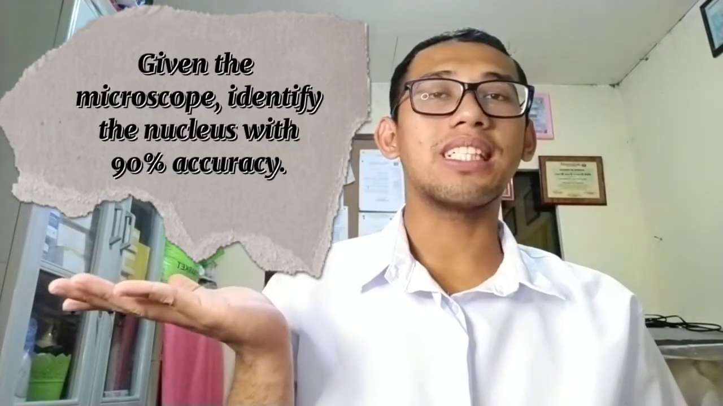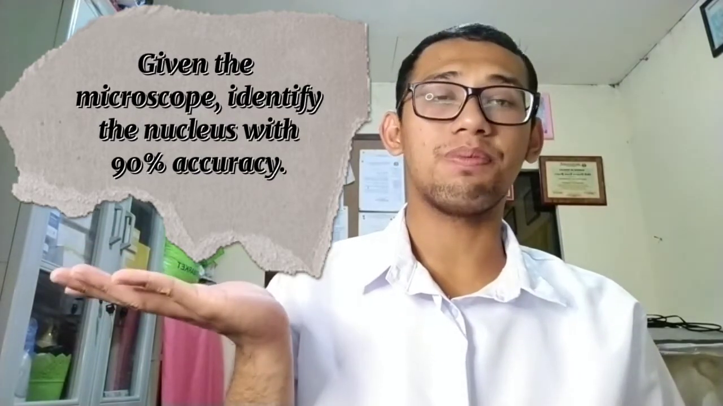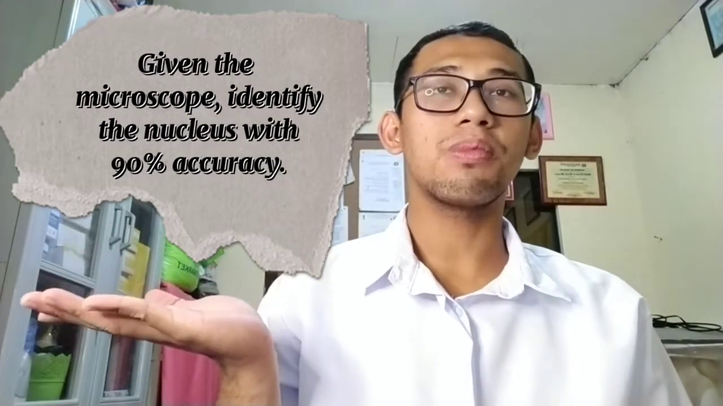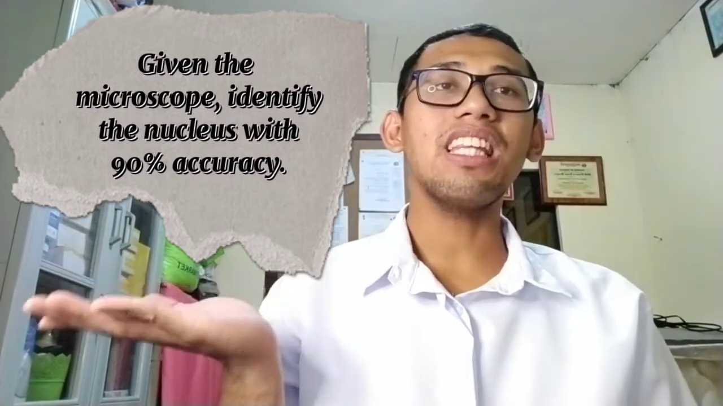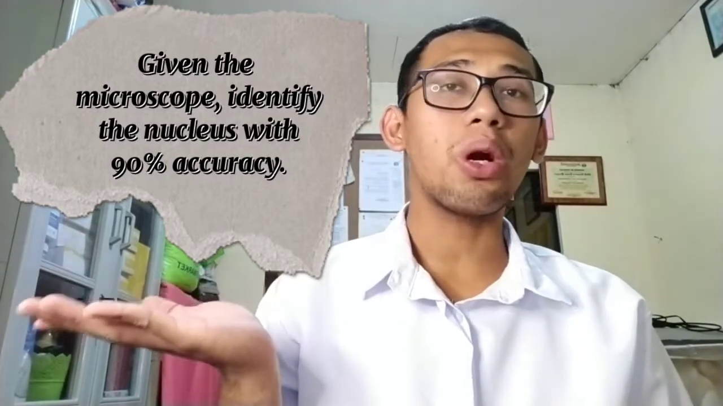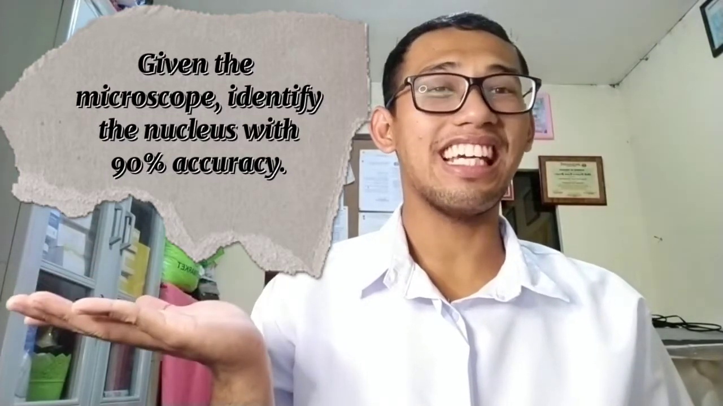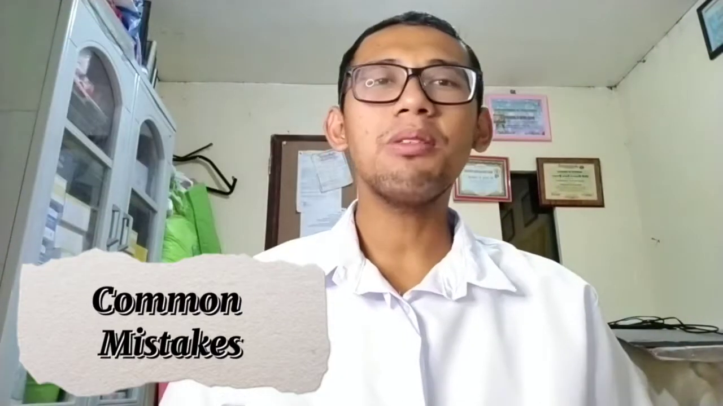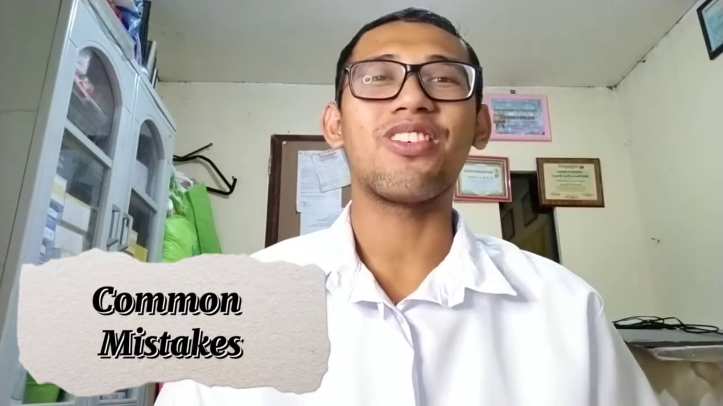Here's the example from devleadpink.com. Given a microscope, identify the nucleus with 90% accuracy. Given a microscope is our condition, identify the nucleus is our performance, and with 90% accuracy is our criteria. Common mistakes that we must consider when making our learning objectives: showing formal objectives to the audience, using objectives that are not measurable, mistaking activities for objectives, and unrealistic expectations.